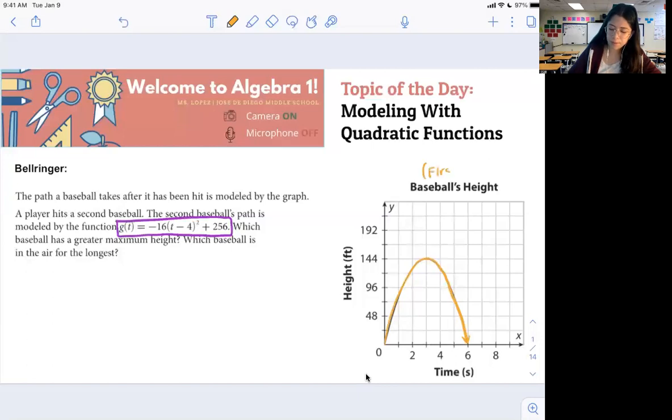The vertex. And where is that? 3, 144. Okay, so what does that tell me about the baseball? That's baseball number one. So if the vertex is at 3, 144, what does that tell me? That's the maximum height. Good.